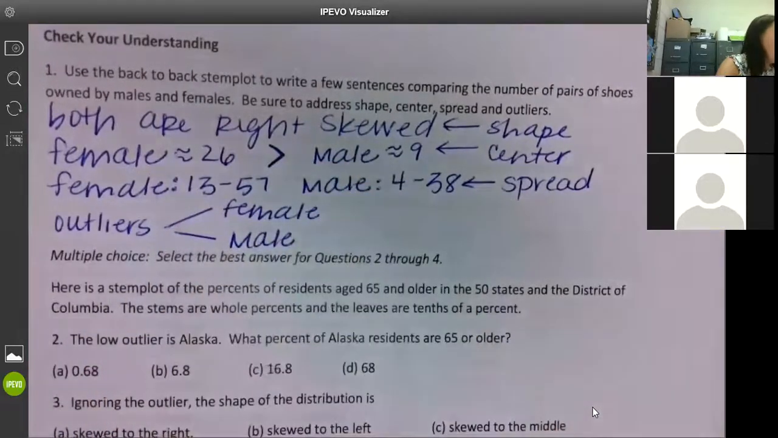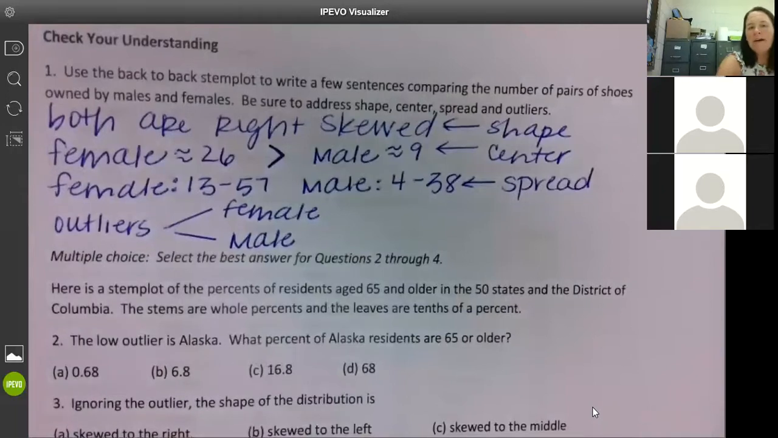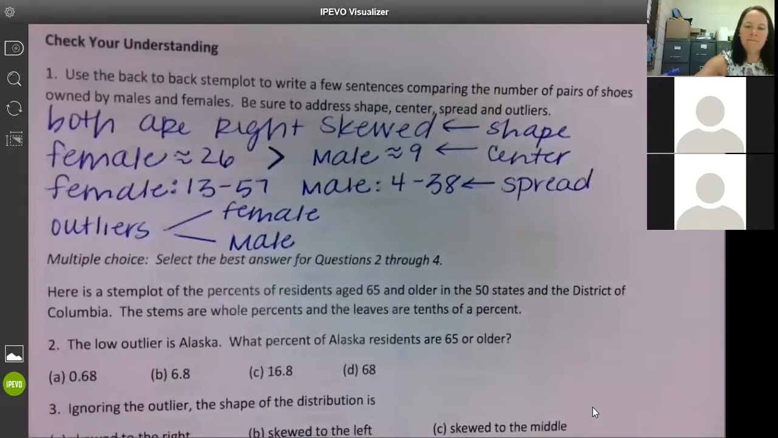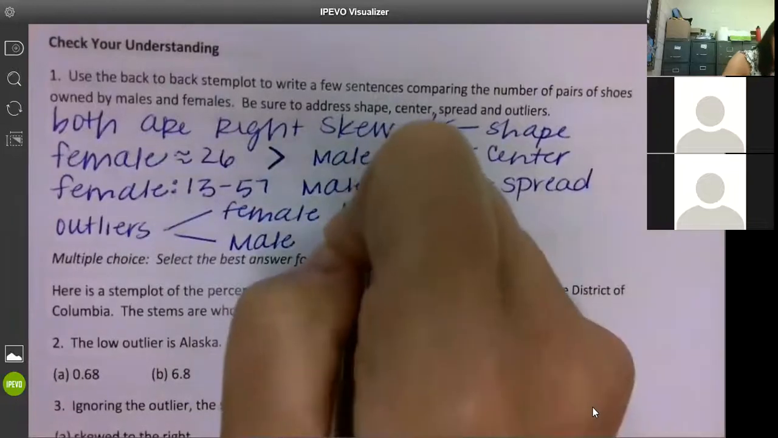Are there any outliers on the female? Wait, no, never mind. Do you see anything that kind of sticks out? Like there's a lot of data and then there's one all by itself? And the answer could be no. I'm just asking you if you see anything, yes or no. I don't really think so for the females. But what about for the male?